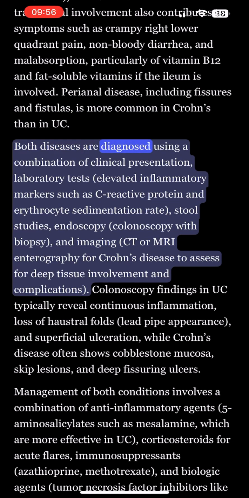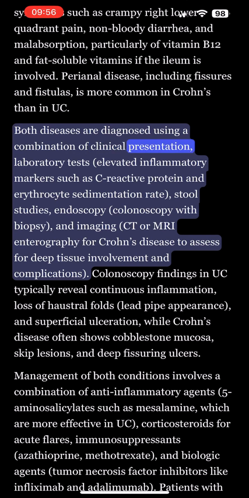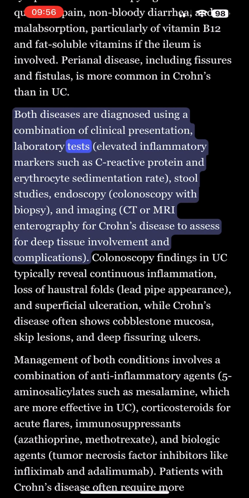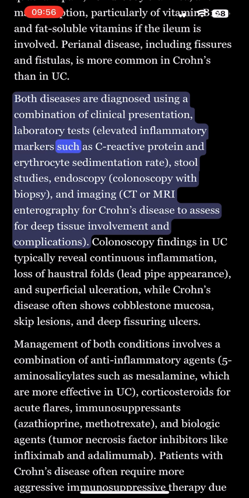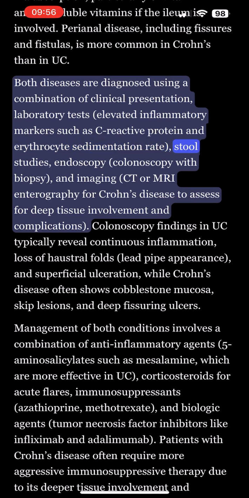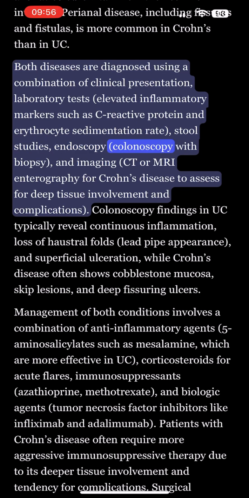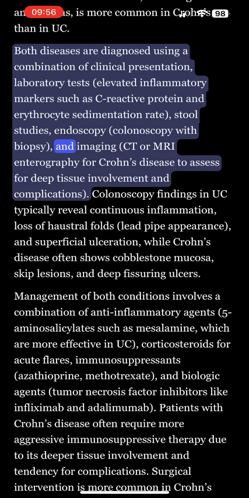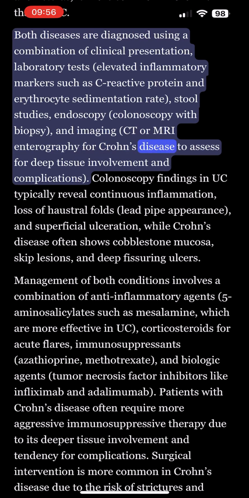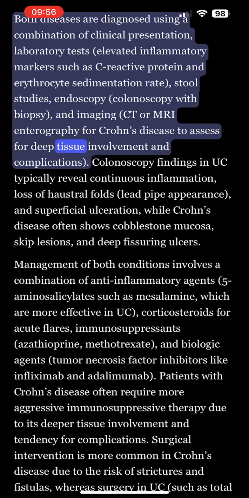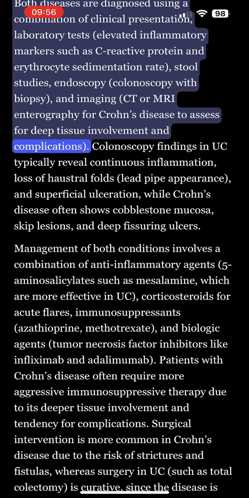Both diseases are diagnosed using a combination of clinical presentation, laboratory tests (elevated inflammatory markers such as C-reactive protein and erythrocyte sedimentation rate), stool studies, endoscopy, colonoscopy with biopsy, and imaging, CT or MRI enterography for Crohn's disease to assess for deep tissue involvement and complications.